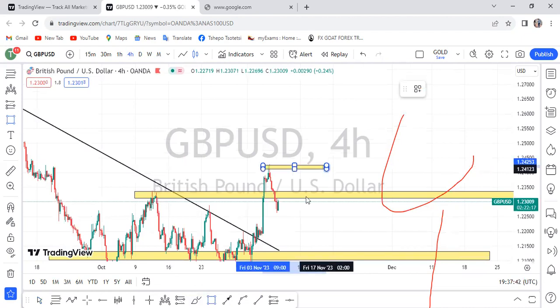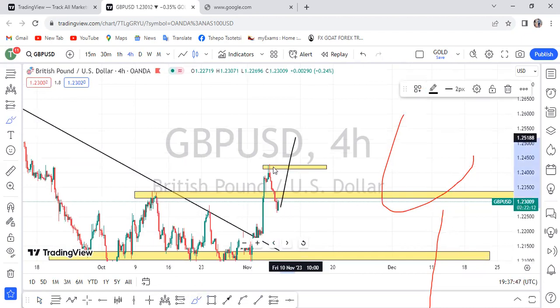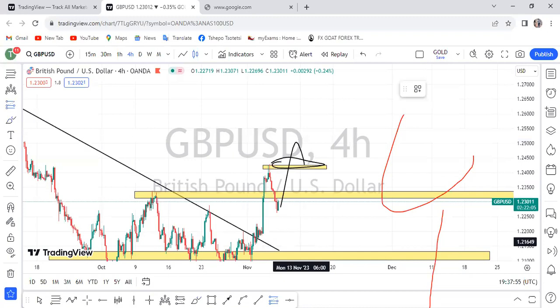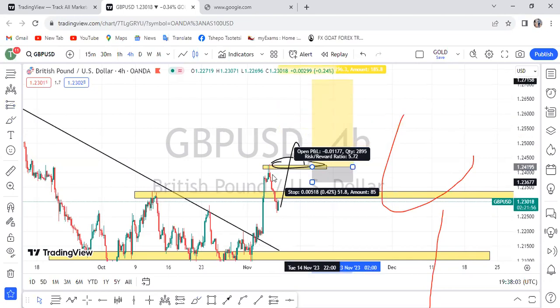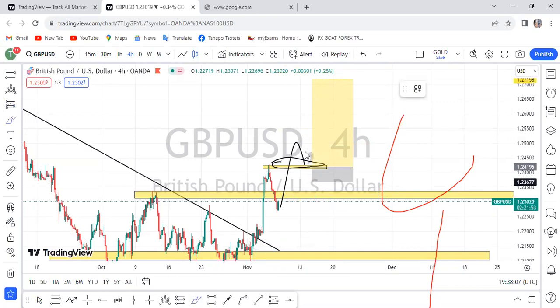So from here, what am I expecting the market to do? To break this high, come back and retest. Once it retests this high, I know that I'm confirmed for buying opportunities. From here, I know that I can take my buying opportunity. If you take those buys from here, there's a possibility the market will come back to this level and make a W formation.